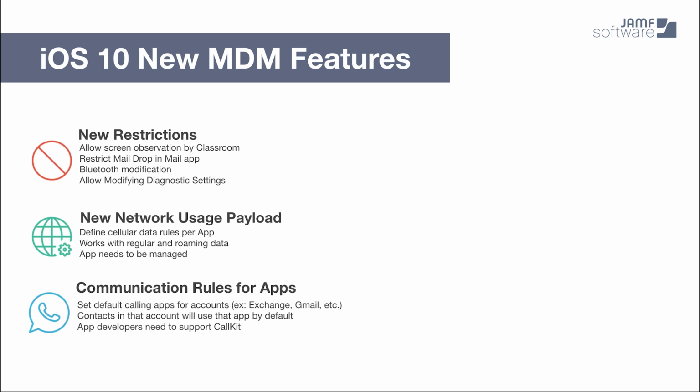You can set up communication rules for apps now too, and this is brand new in iOS 10 with something that Apple calls Call Kit, meaning apps can leverage the native dialer. So maybe you're using WhatsApp, or if you're using Cisco Spark, and you want to say, I want my LDAP group to always use that default app for calling. You can define those rules now in the iOS 10 MDM framework.